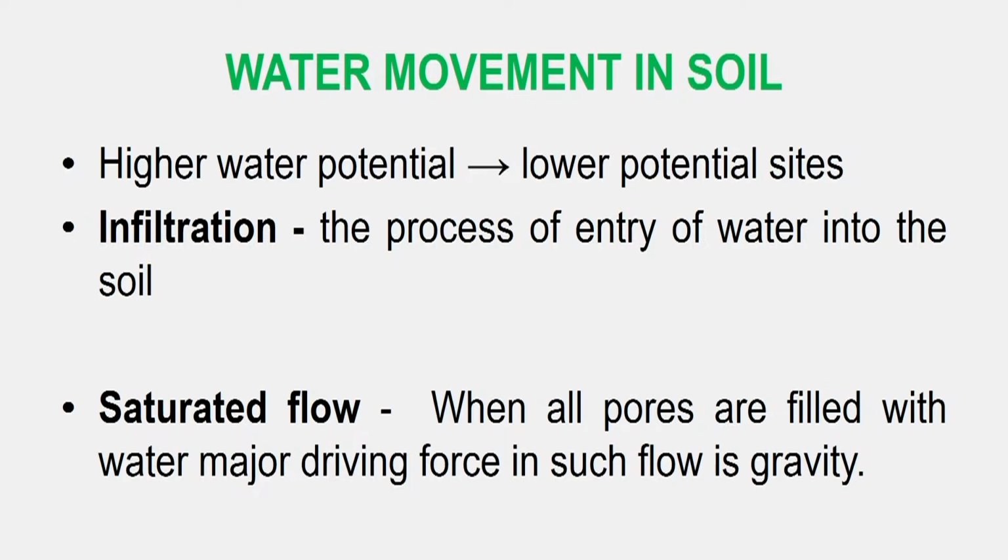Coming to the next, there are various terminologies associated with water movement in the soil. First terminology is infiltration. It means the process of entry of water into the soil, and this infiltration happens when there is rainfall or we apply irrigation, and it simply means the entry of water into the soil. And after the infiltration, this water can move in the soil in a horizontal way as well as a vertical way.